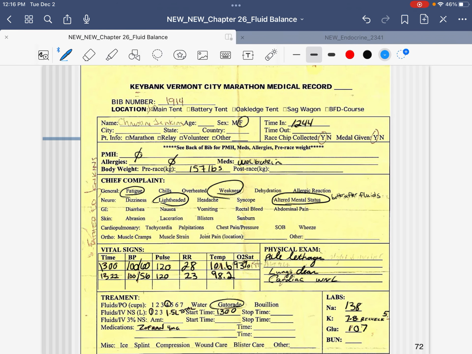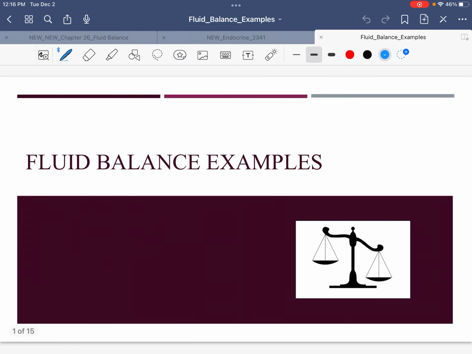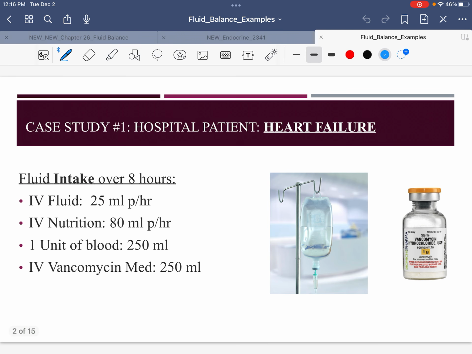I want to end there for that one. You will see on Brightspace, under your fluid balance, there's another PowerPoint with fluid balance examples. I'm not going to have you do this for a test or anything, but I wanted to give you some examples. Again, you're not going to be clinical people, most likely, but I just wanted to show you. This will not be on the test. This fluid volume stuff, fluid balance stuff, is prevalent in so many things.